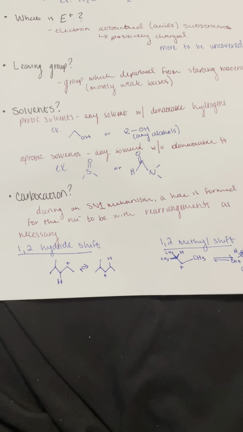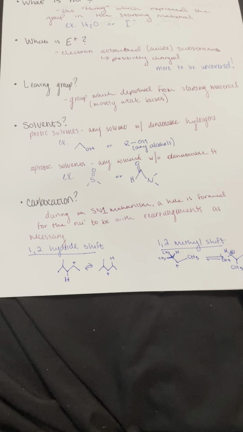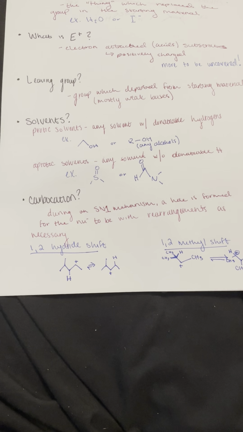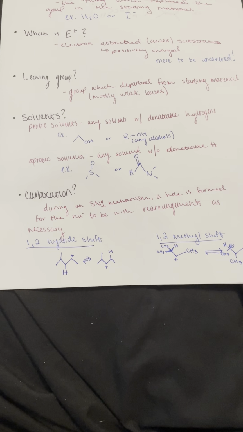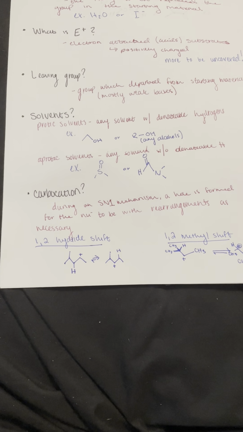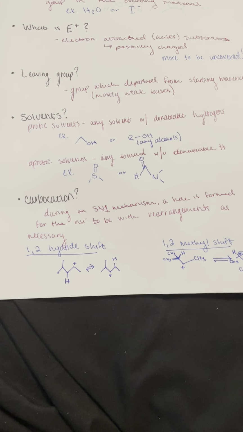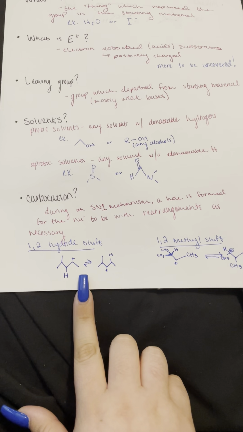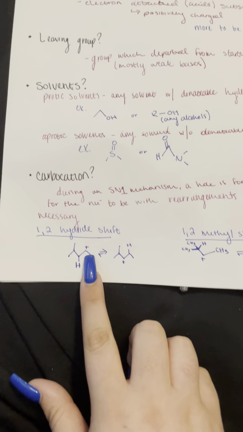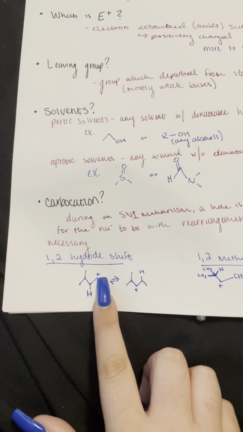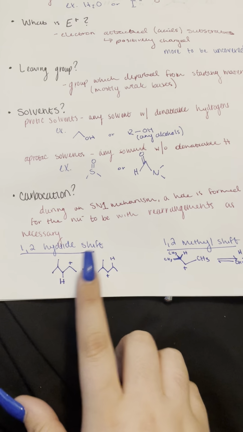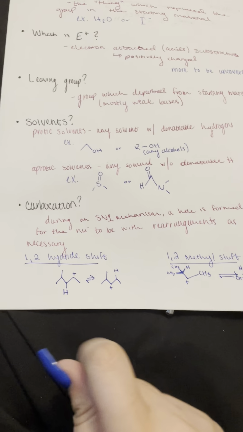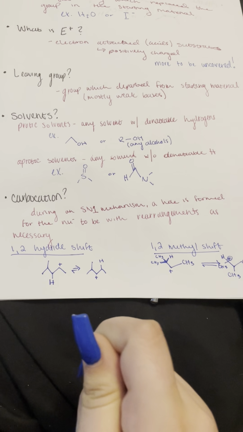Carbocation. A carbocation is basically what, during an Sn1 mechanism, a hole is formed for the nucleophile to be with rearrangements as necessary. And there's two types of carbocation rearrangements, but basically your carbocation is this plus here, notifying that it's a hole. Basically that there's nothing there and it needs to be filled.